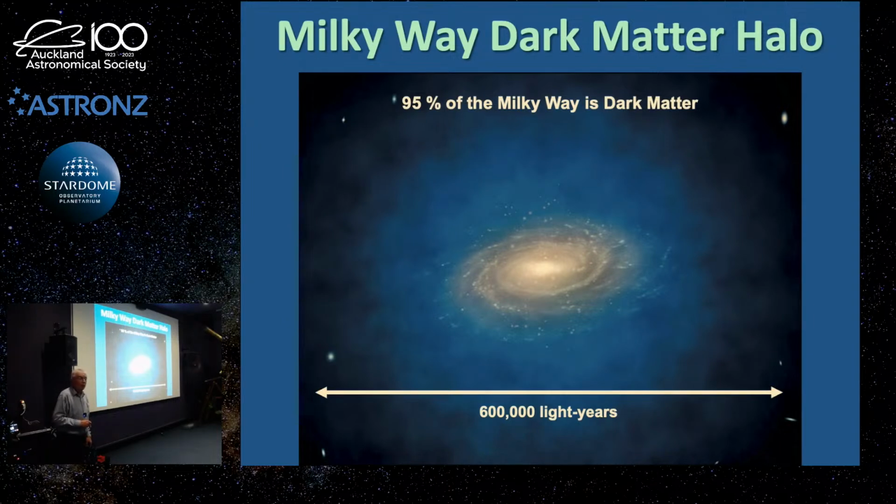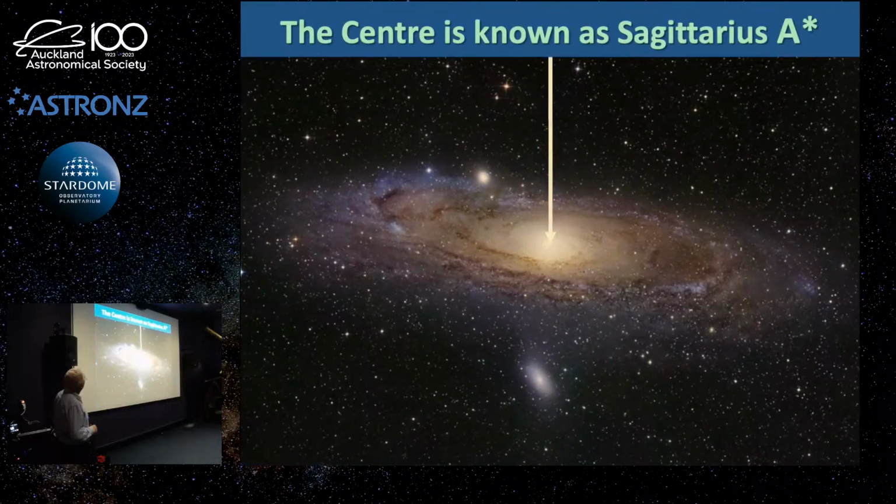95% of the mass of the Milky Way is thought to be dark matter, this hypothetical particle. Okay, here we go, here's your supermassive black hole. So that's covered the dark matter halo.